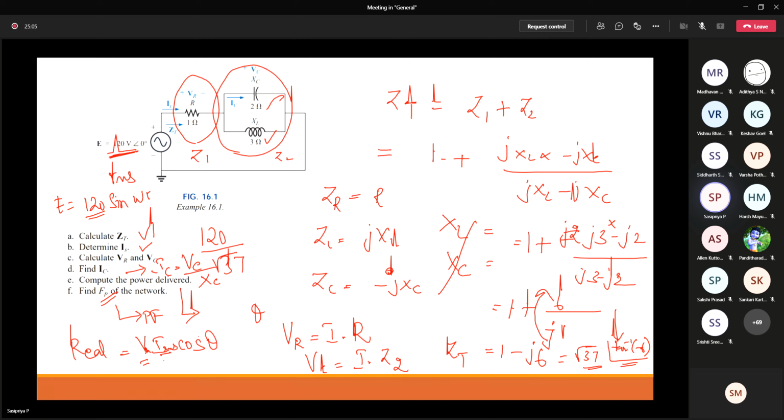VRMS is Vm by root 2, IRMS is Im by root 2. If this is Vm, then definitely the current we have calculated is also a maximum value. So now Vm Im by 2 into cos theta. Just substitute everything and you can calculate the power. This is the power delivered to the load. Normally, power delivered means useful power, average power or real power, that is nothing but the power delivered to the load.